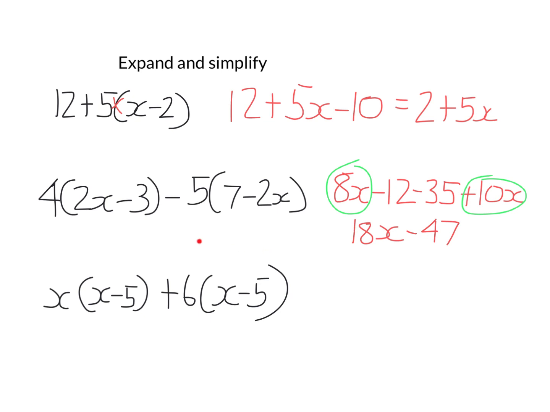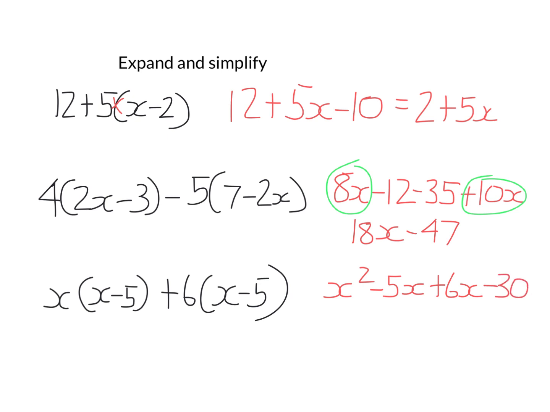All right, let's look at one involving quadratics here. So we'll expand the first bracket. Remember, x times x is not 2x, it's x squared. Now we go x times -5, distribute the x to the -5, you just get -5x. Now let's expand the second bracket. So distribute 6 to the x, 6 times x, and then 6 times -5. Positive times a negative is a negative.